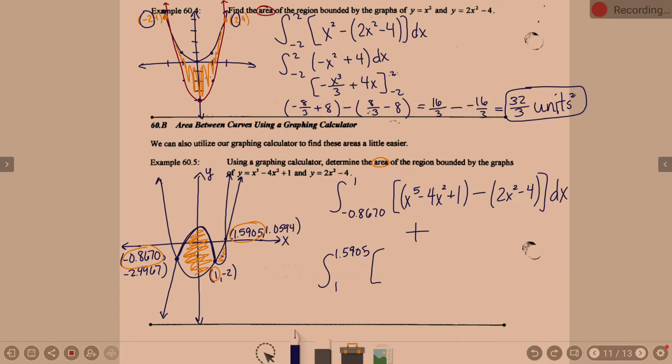It's big on this one, the top and bottom flip, right? Okay. And now, what is the upper boundary? Now the upper boundary is the parabola. So now I'm going to put in parentheses, 2x squared minus 4 minus, the next set of parentheses is necessary, the quintic, the x to the 5th minus 4x squared plus 1, dx.